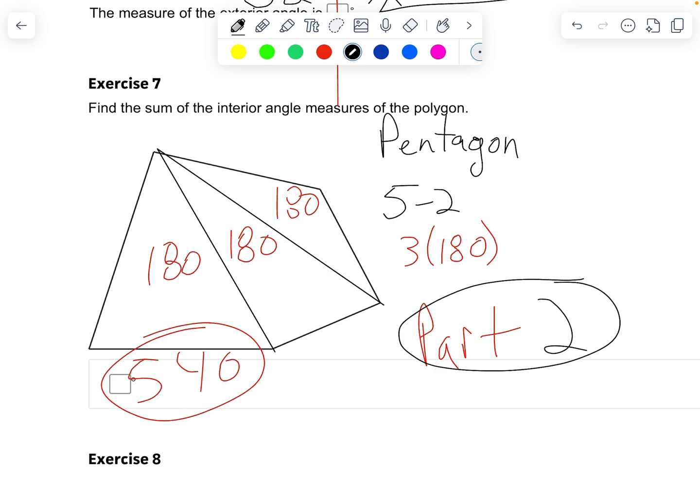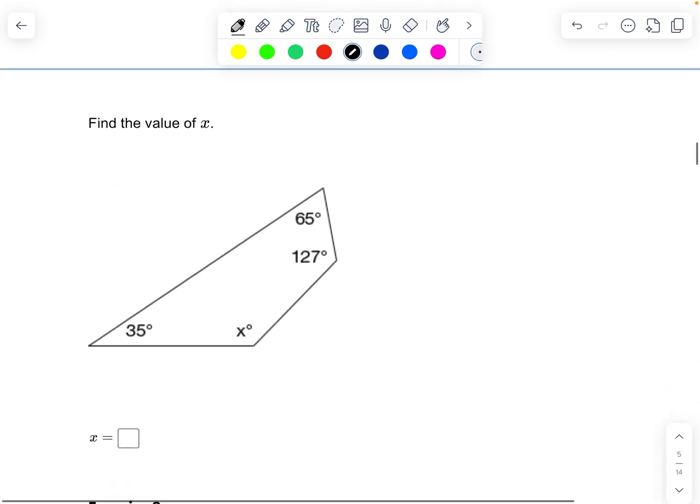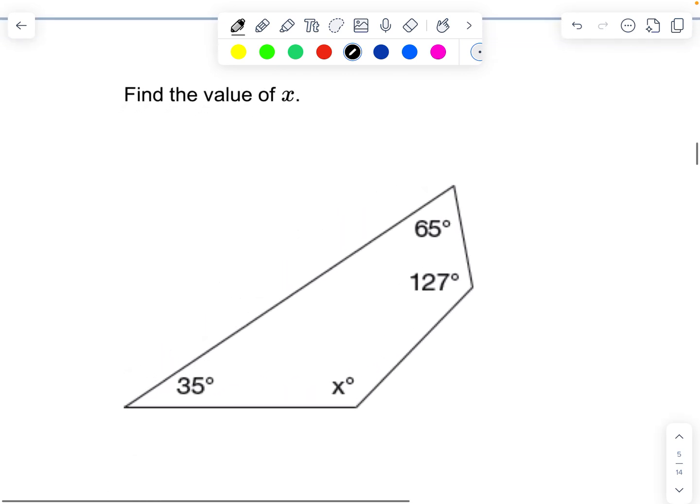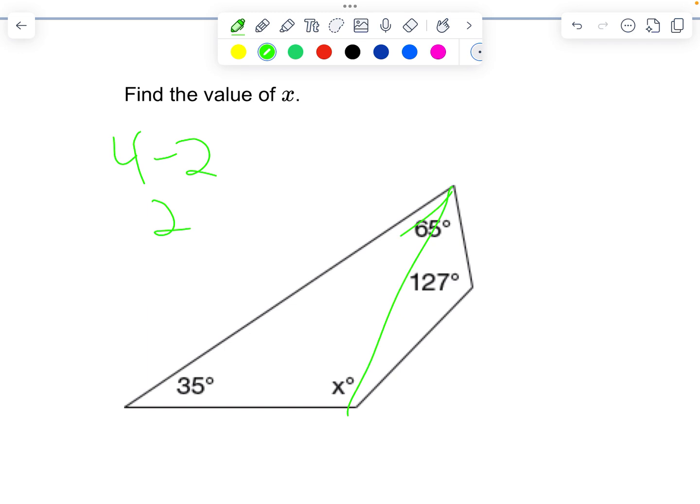Number 7, the answer was 540. Let's move on. Number 8, here we go. We have a quadrilateral that is 4 sides. And 4 sides minus 2 gives you 2, because you can always make 2 triangles. So there's only 2 triangles you can make, right?